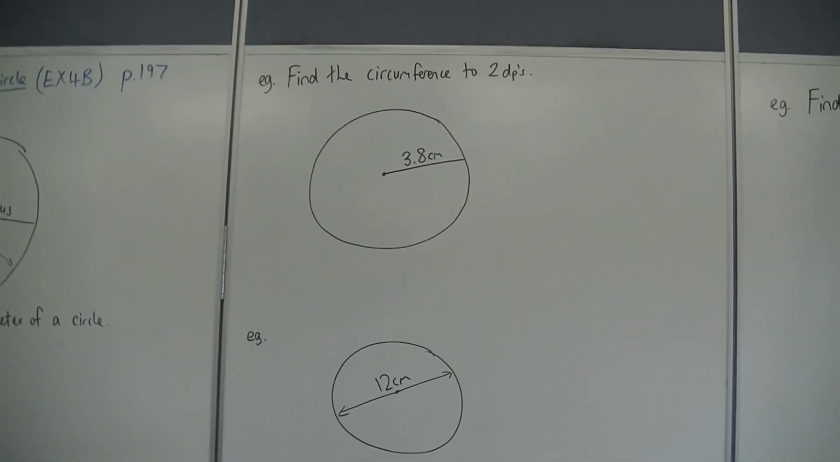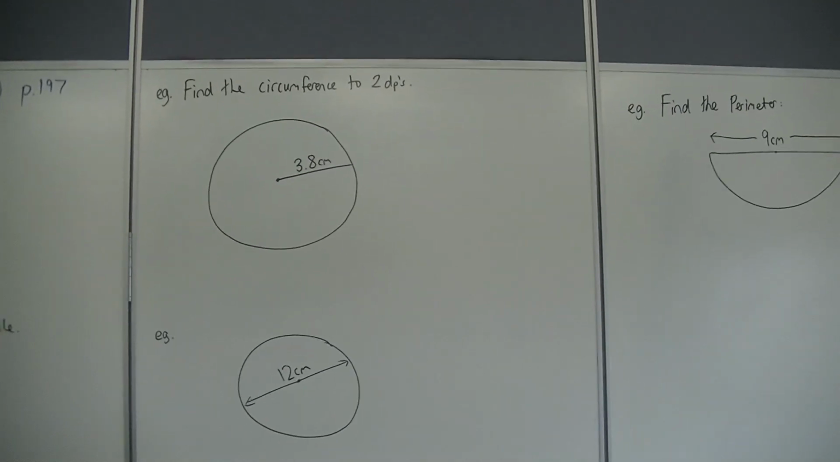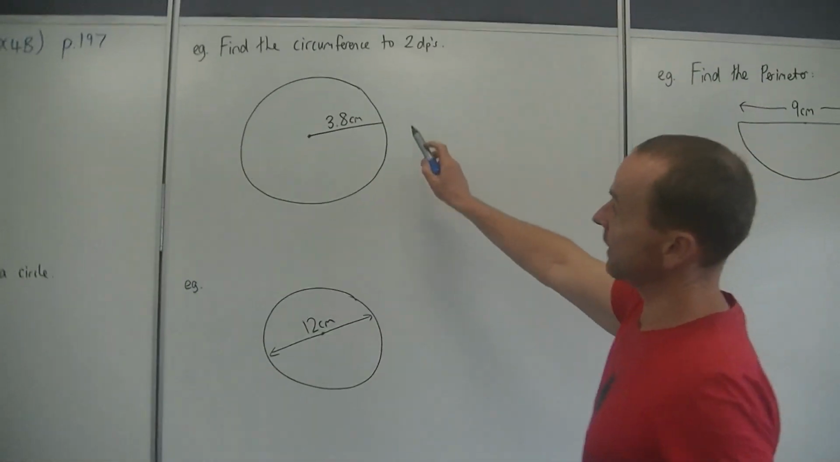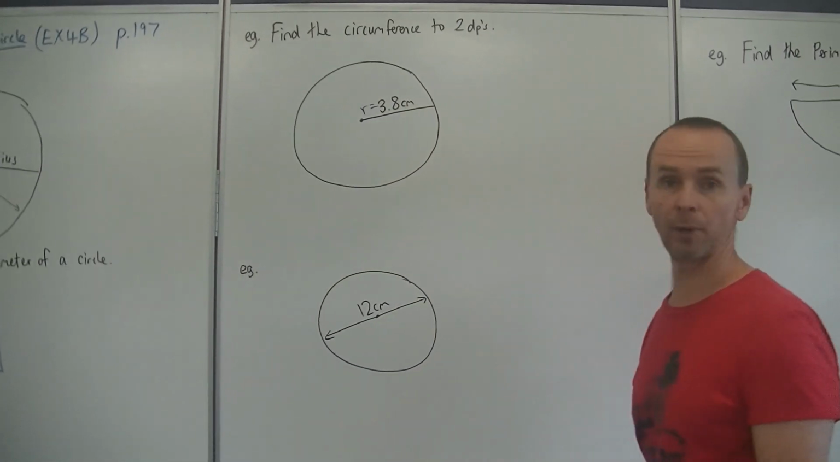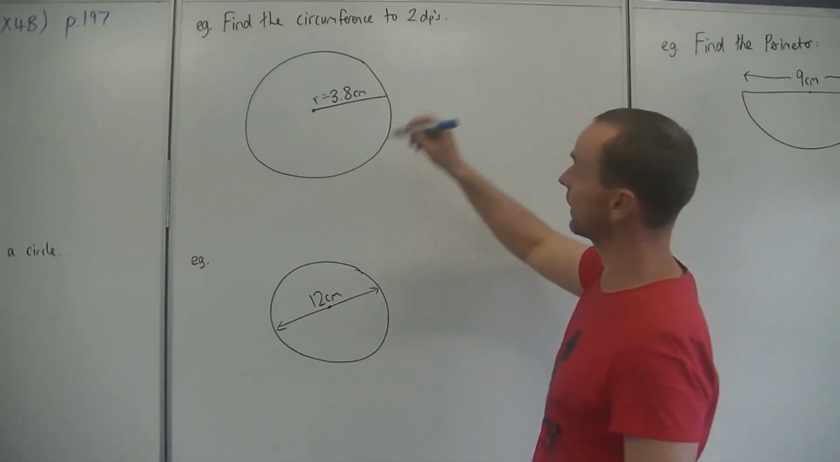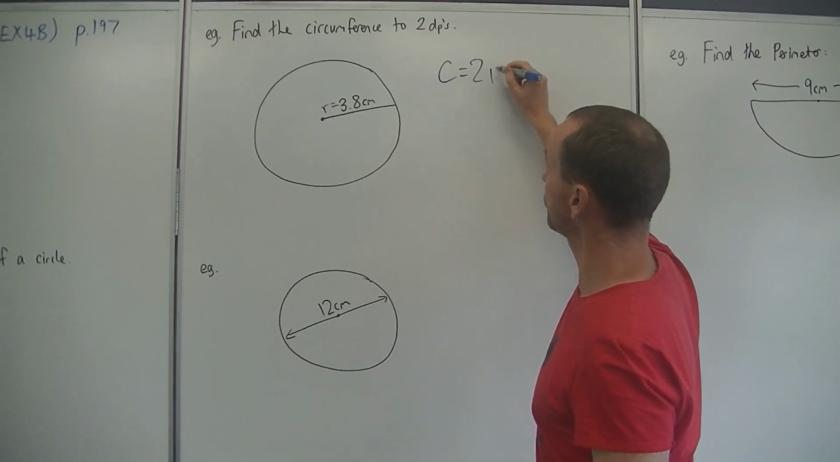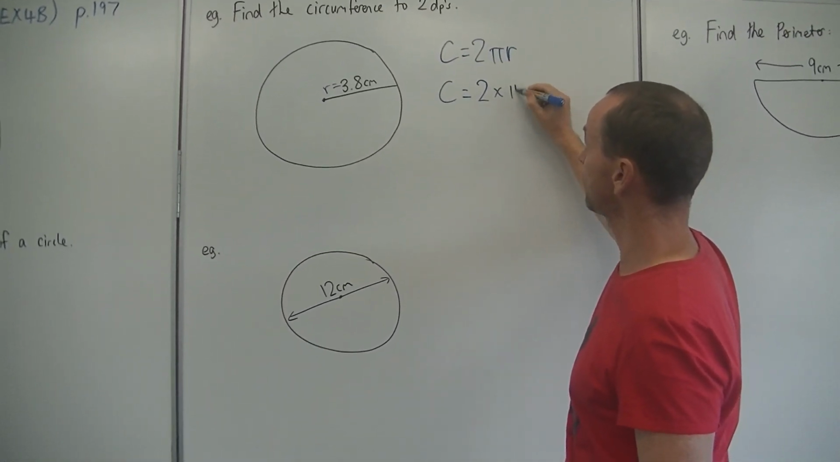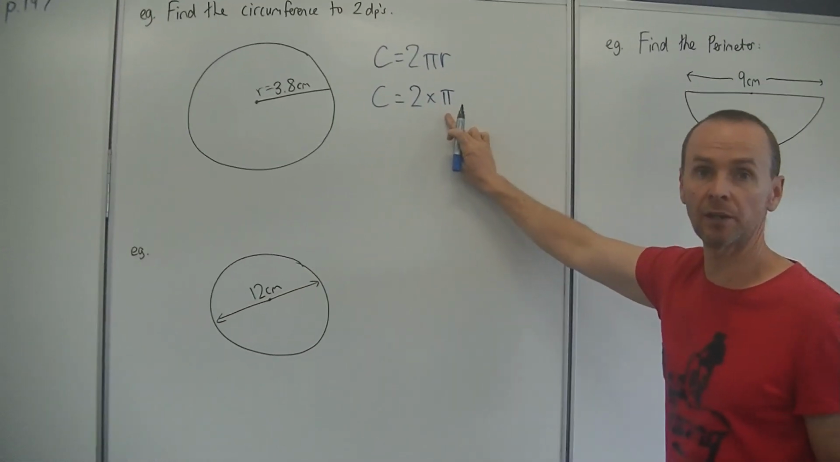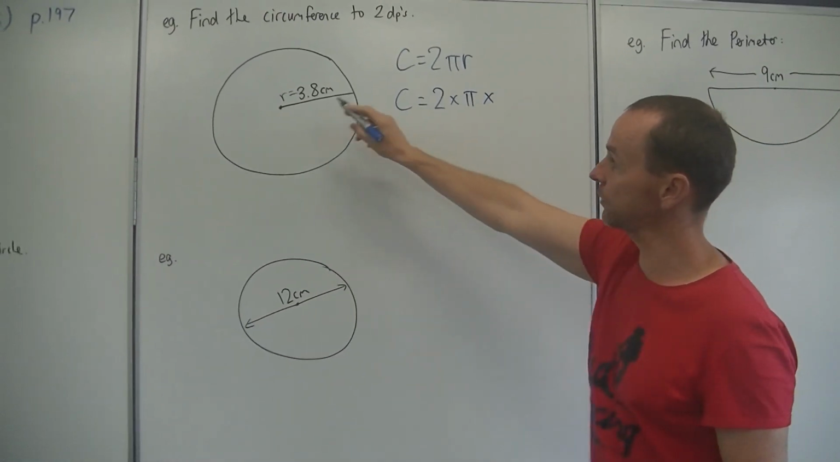So, find the circumference to 2 decimal places. Here's our circle, and we're given the radius. So let's label that r equals 3.8 centimetres. We write our formula. Circumference equals 2 pi r. So circumference equals 2 times pi. Pi is a number on your calculator, times by the radius, which is 3.8.